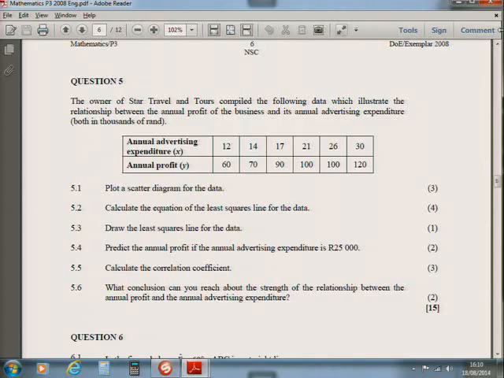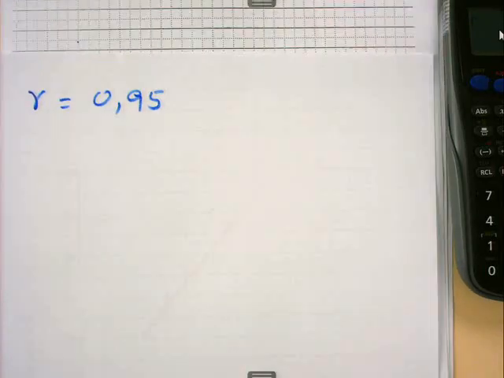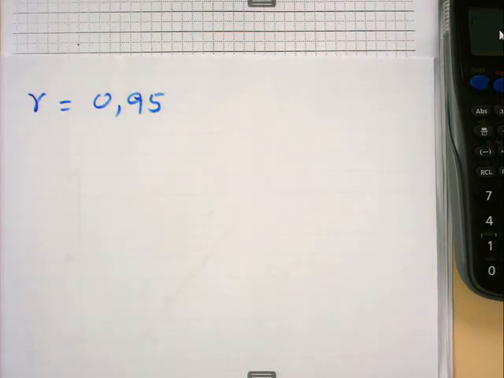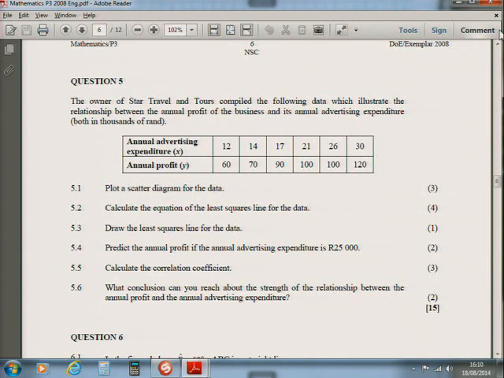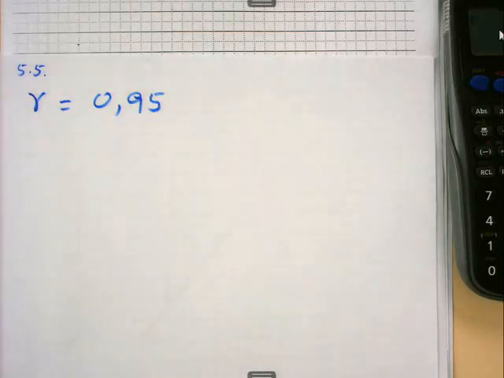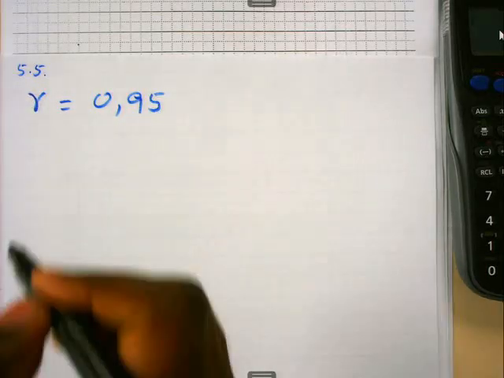But what did the question say? The question says calculate R. Just calculate it. To calculate R, we just went straight to the calculator, and our calculator gave us R. R is 0.95. We are happy about that answer. We have just calculated. I want to go back to the question so that you can see it. So this is the answer for 5.5, calculate the correlation coefficient. When you calculate it, there it is. Your calculator gave you 0.95.